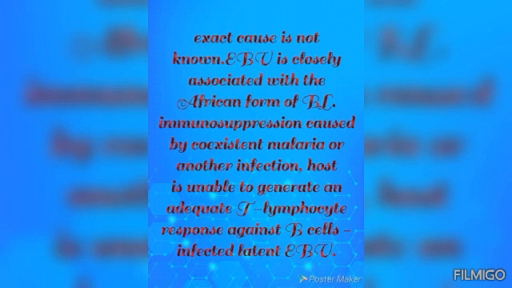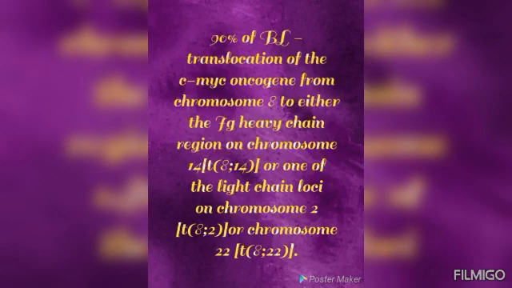The exact cause is not known. Epstein-Barr virus, EBV, is closely associated with the African form of Burkitt's lymphoma, along with immunosuppression caused by coexistent malaria or another infection, where the host is unable to generate an adequate T lymphocyte response against B cells. So latent EBV infection is closely associated with the African form of Burkitt's lymphoma.